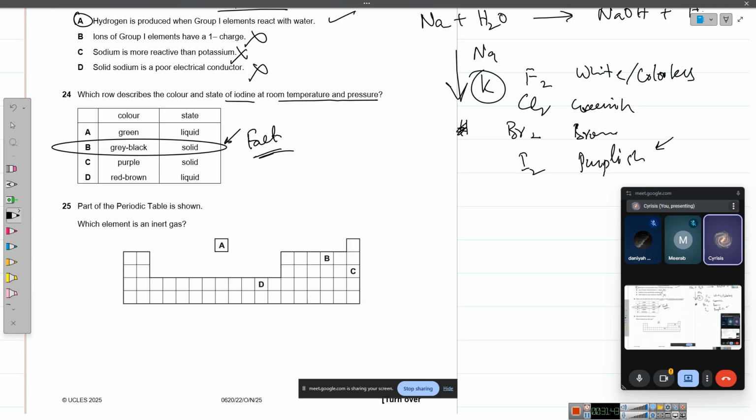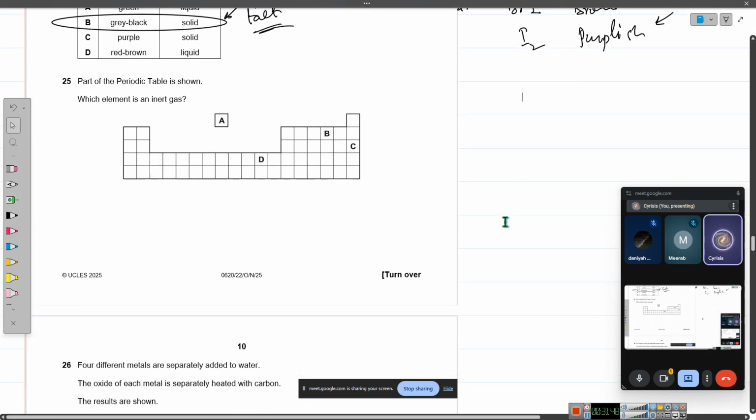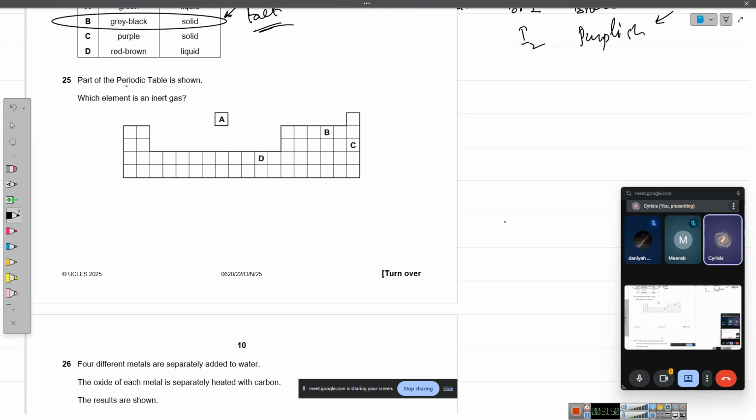Question 25, right? The periodic table is given to you over here. If you look at the periodic table, the part of the periodic table is shown. Which element is an inert gas? A, B, C, D. The last one is C, right?